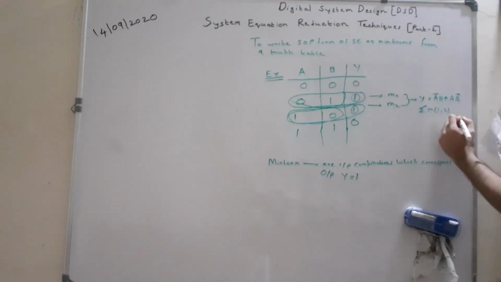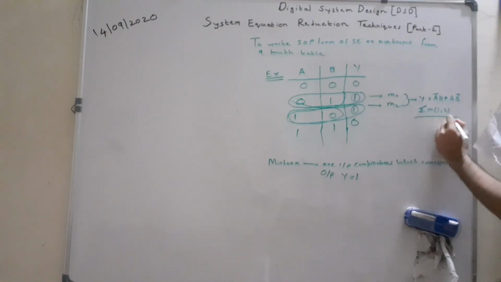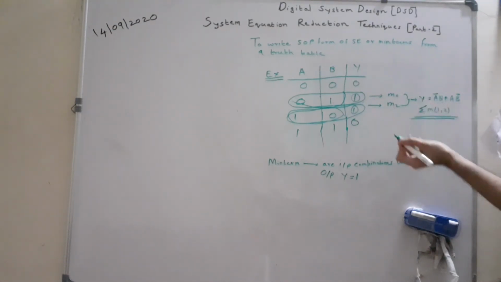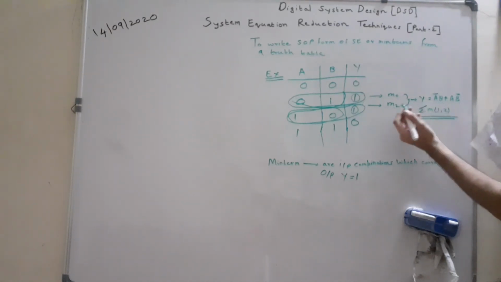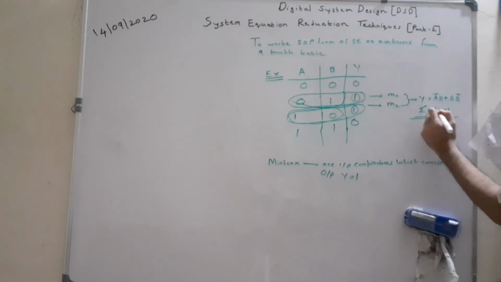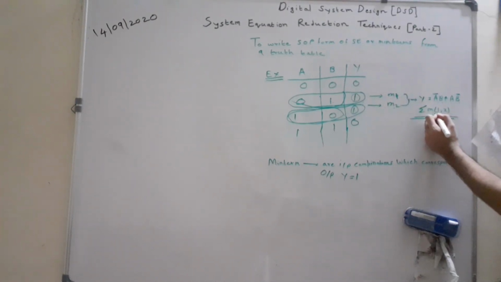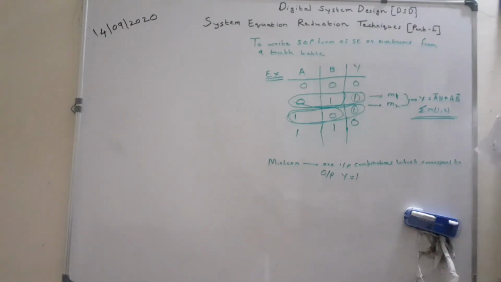And how will you represent it in terms of min terms only? The system equation in terms of min terms, as we discussed just now, is the summation of small m 1 comma 2. Sorry, this is m1. So 1 comma 2. So summation of min terms 1 comma 2.